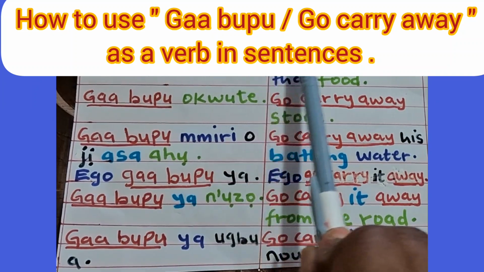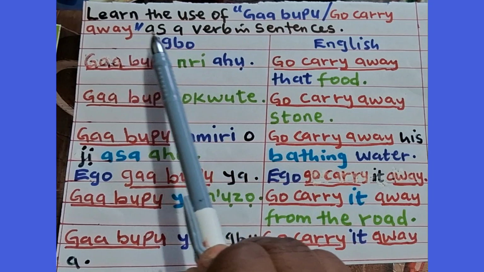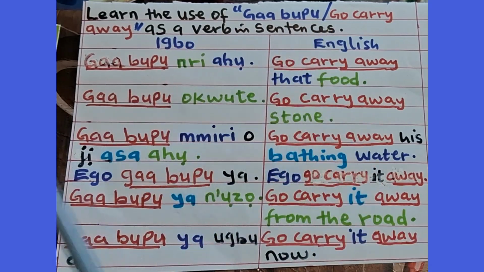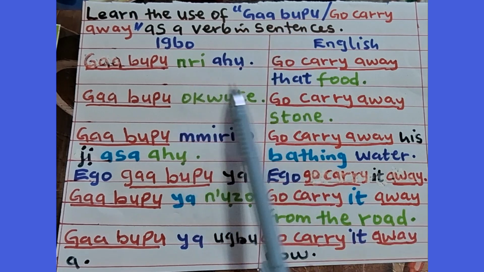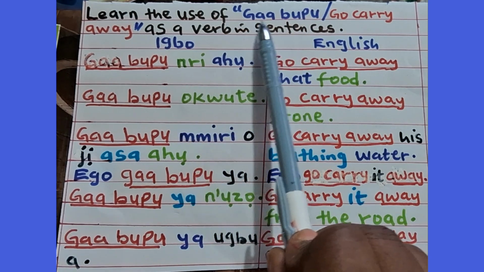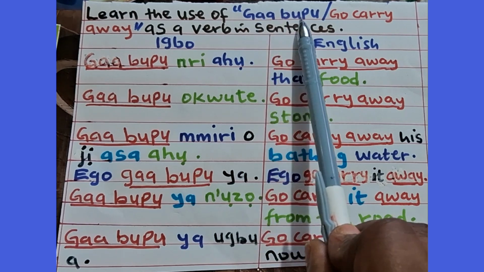Learn the use of gaa bupu. Gaa bupu in English means go carry away as a verb in sentences. We are going to use this verb gaa bupu to make sentences right now. Remember, gaa bupu is a command. It is a verb. We use it to give command.